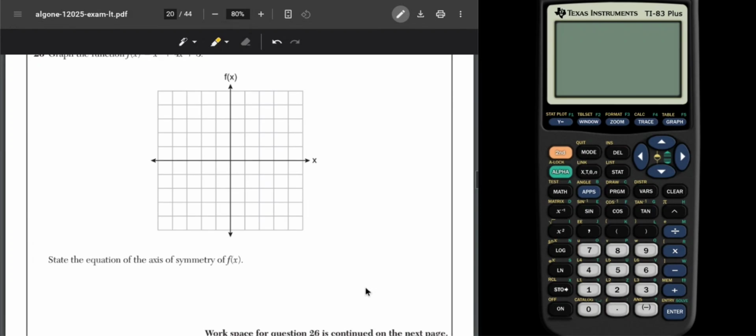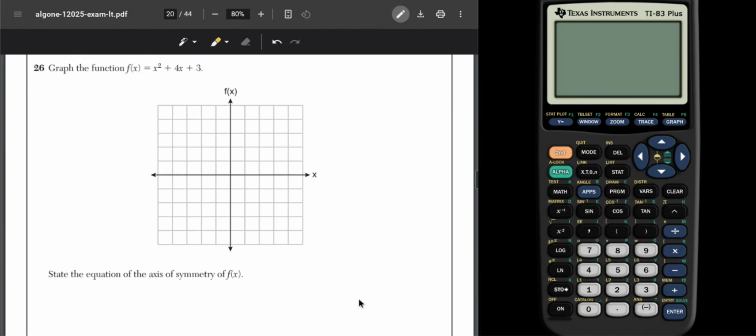Question 26 says, graph the function f of x equals x squared plus 4x plus 3. The second part says, state the equation of the axis of symmetry of f of x. So I need my points to graph. I'm going to go in my calculator, go to y equals, and put in x squared plus 4x plus 3. I'm going to hit graph, and it's going to graph it for me. Then I'm going to hit second graph to get a few points.